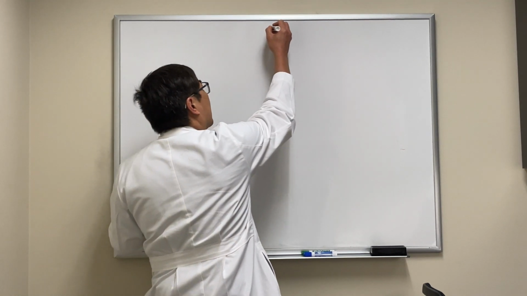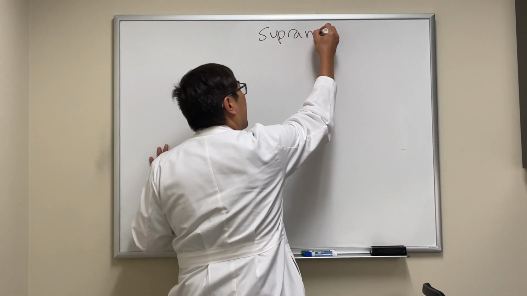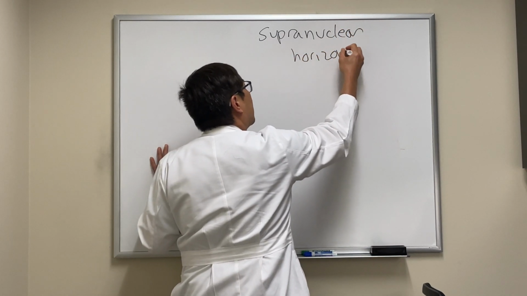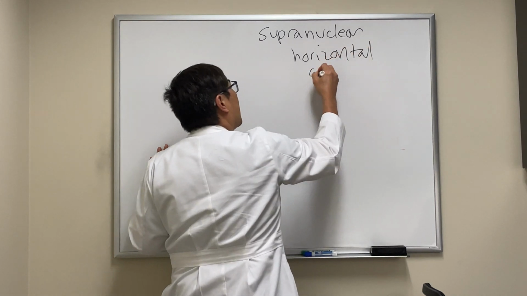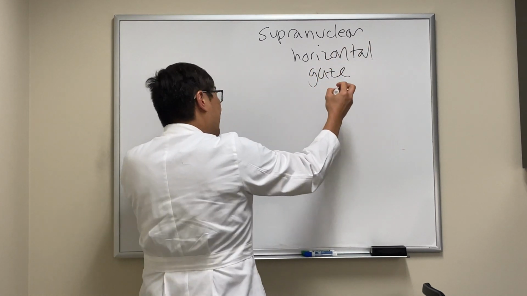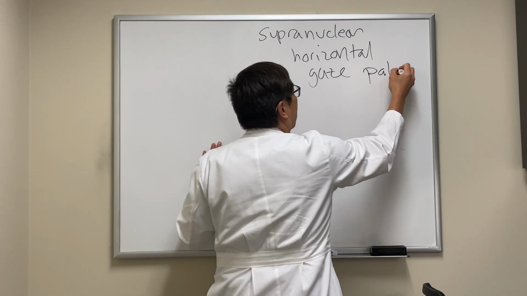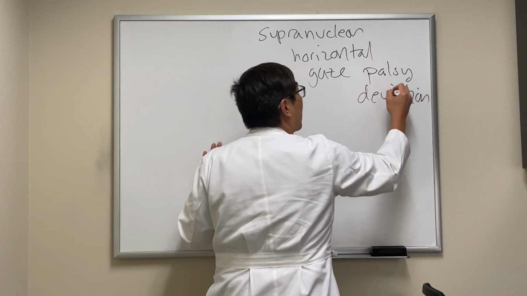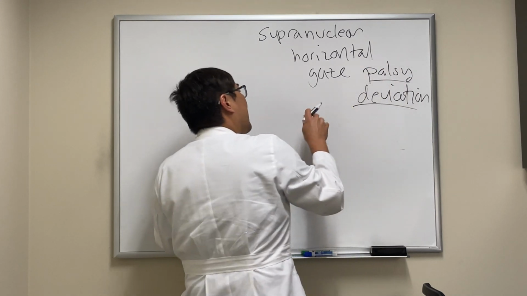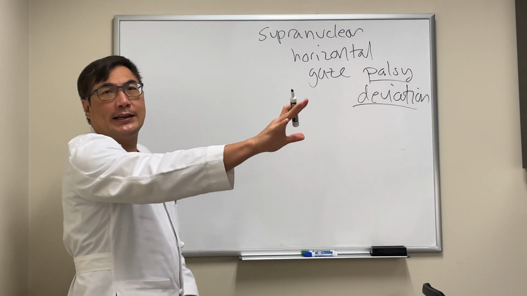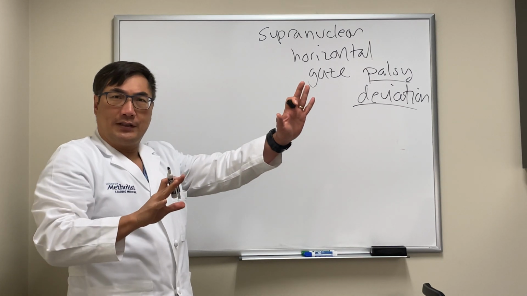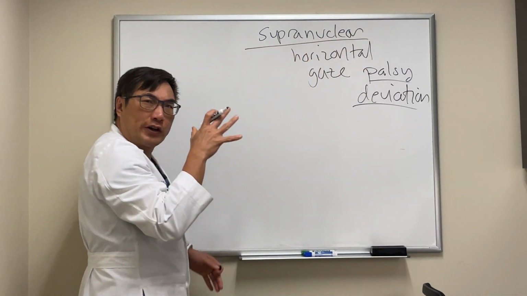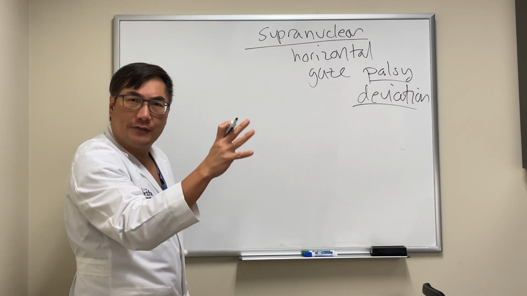So I want to talk to you about supranuclear horizontal gaze deviations. The reason it's important is you have to first differentiate whether it is too much or too little. That's the difference between a stimulating irritative lesion and a destructive lesion. So it's got to be supranuclear, because that's the cortical control of the eye movement.